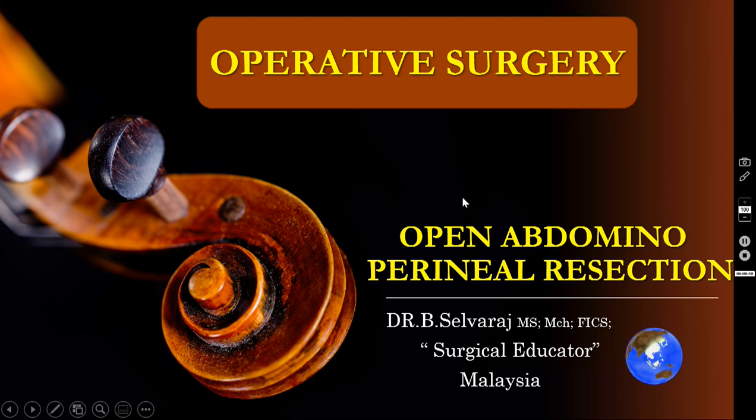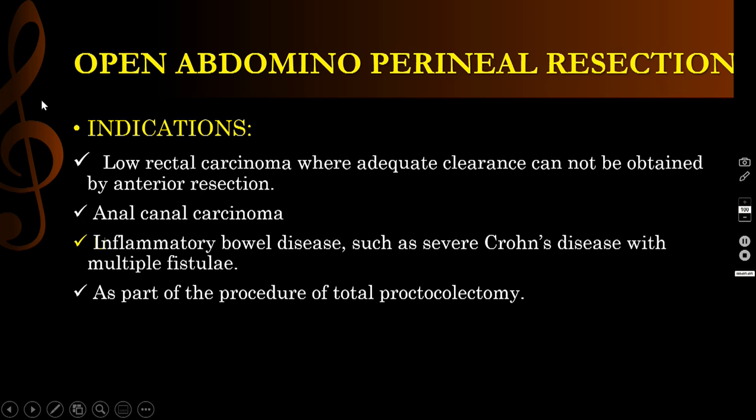Today in this episode, I am going to talk about one more operative surgery procedure, namely the open abdominoperineal resection. So what are the indications for this APR, or abdominoperineal resection? It is for low rectal carcinoma where adequate clearance cannot be obtained by anterior resection because the rectal carcinoma is too low, within 2 centimeters from the anal verge. Then we cannot do the anterior resection, we can do only AP resection.